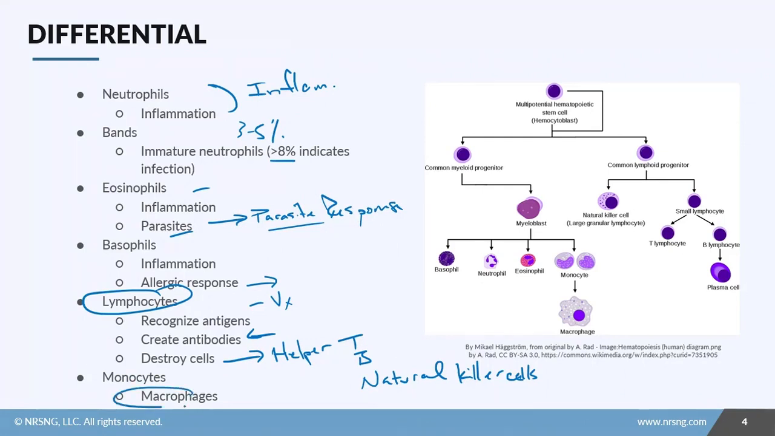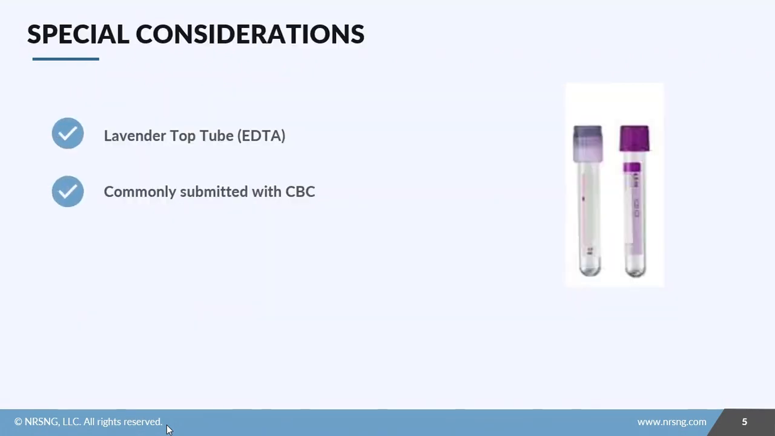These are your macrophages. So these are the ones that go out and they're going to eat your pathogen. And their job is to engulf and destroy those foreign invaders. So if you see monocyte elevation on your white blood cell, then it can be an indication of some sort of infection. So what are some things that we should consider when we're getting these blood samples?